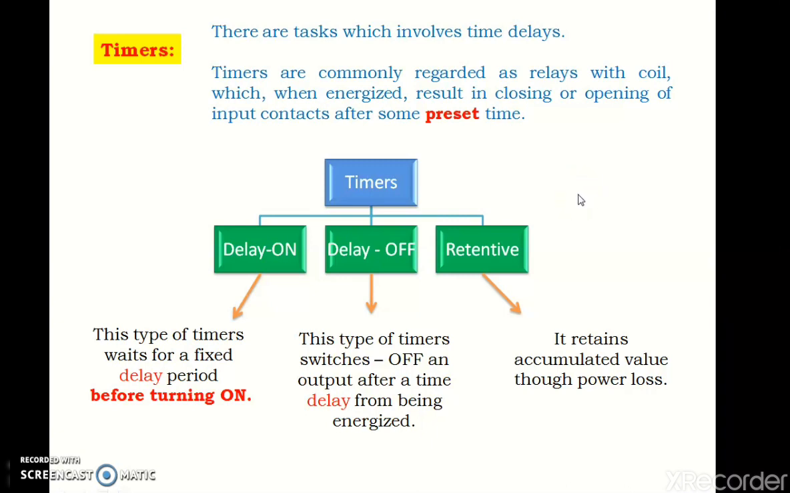Okay. There are three types of timers used in PLCs: delay on timer, delay off timer, and retentive timer. Delay on timer means this type of timer waits for a fixed delay period before turning on. It means when input is given to this timer, it will start counting the time, and after a certain time period, it will give its output. Like a cracker. Whenever we ignite a cracker, it takes some time before the explosion. That time period is nothing but the delay on time period.